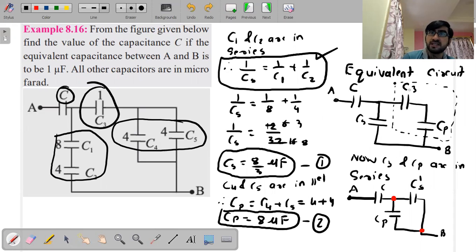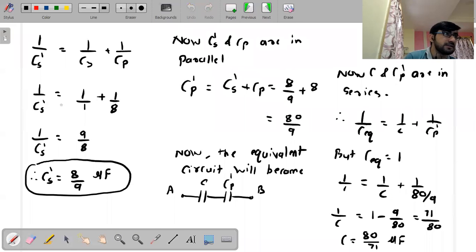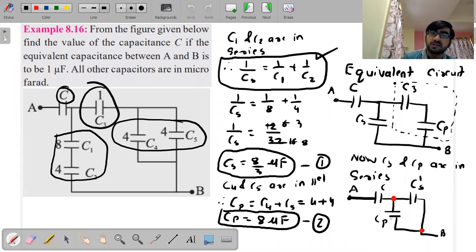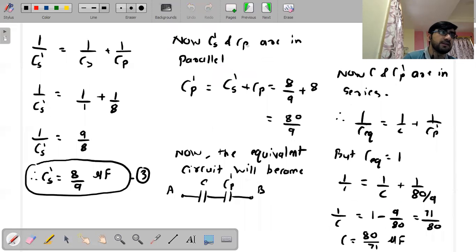अब what we are noticing is C3 and CP are in series. तो C3 और CP को मैं replace करके मैं एक CS dash लिख सकता हूँ, single capacitor. And first of all, I have to find the value of CS dash. So CS dash is given by equation number 3, right? Now finally what you notice is, ये जो CP था which was equivalent of C1 C2 और जो CS dash है, these two are in parallel, तो इन दोनों को simplify करना पड़ेगा. And simplifying this, I have obtained this single CP dash as 80 by 9 microfarad.